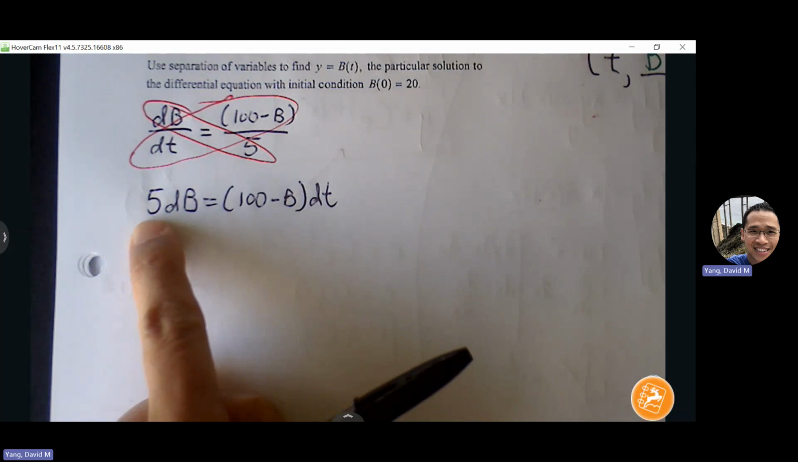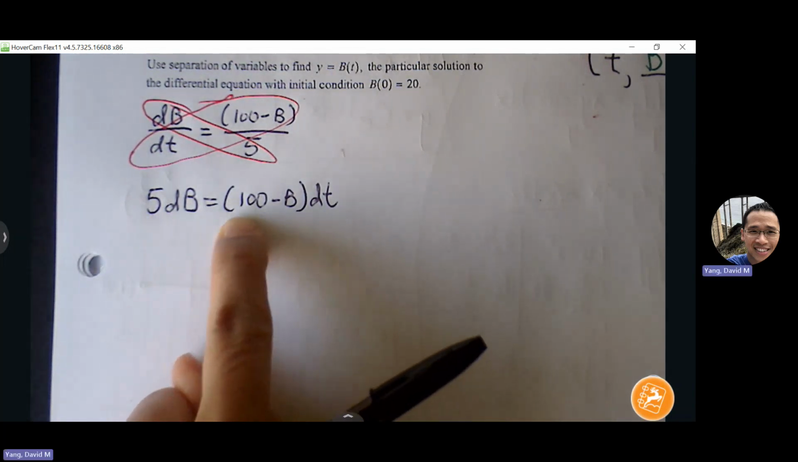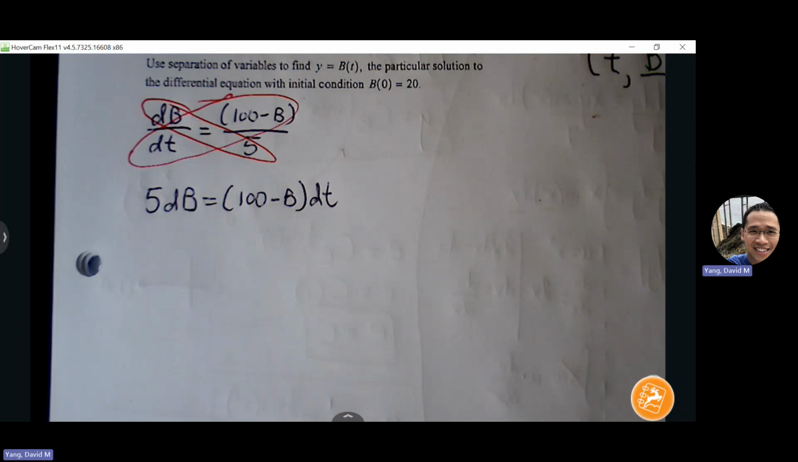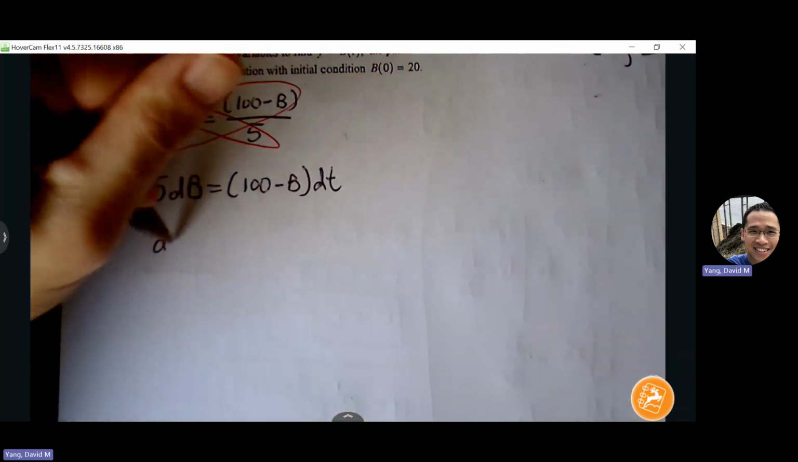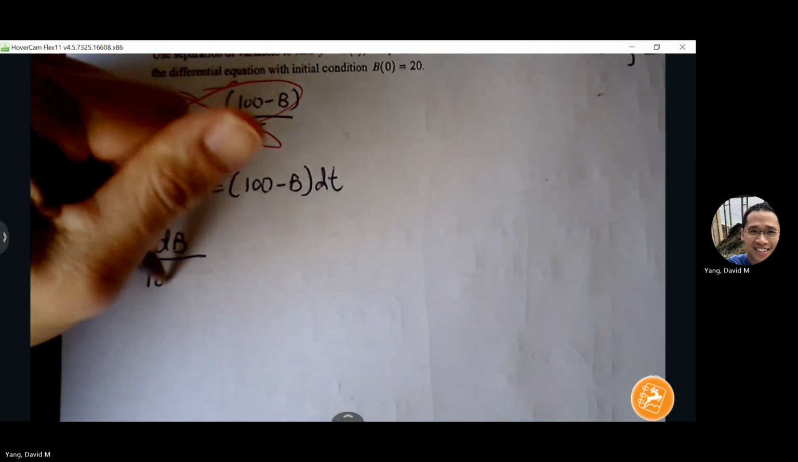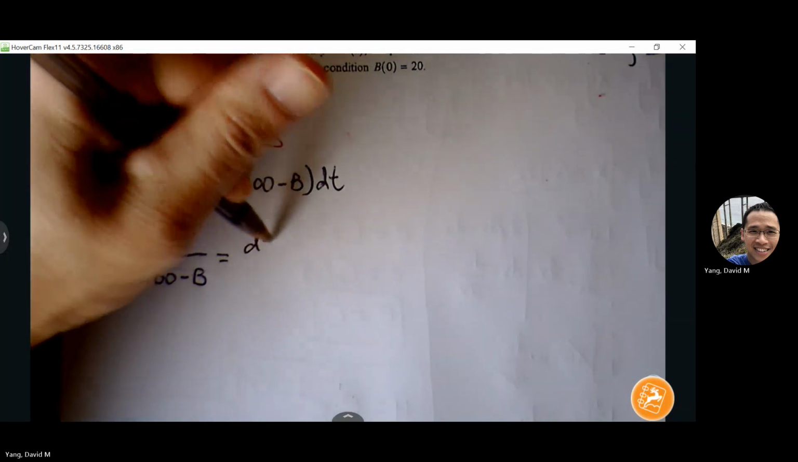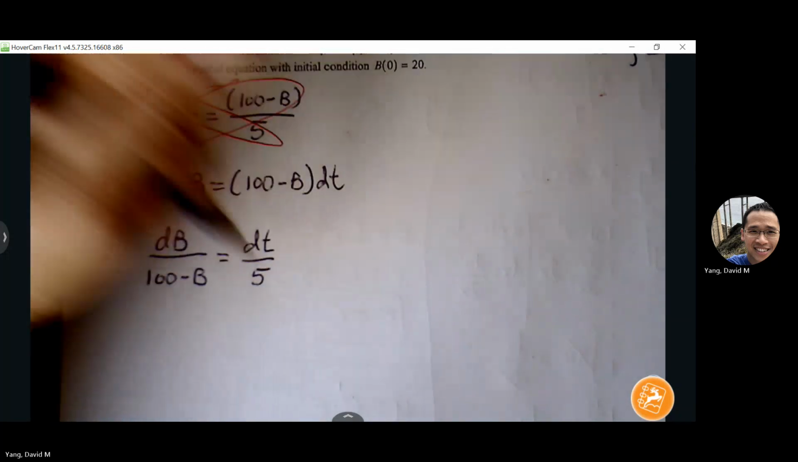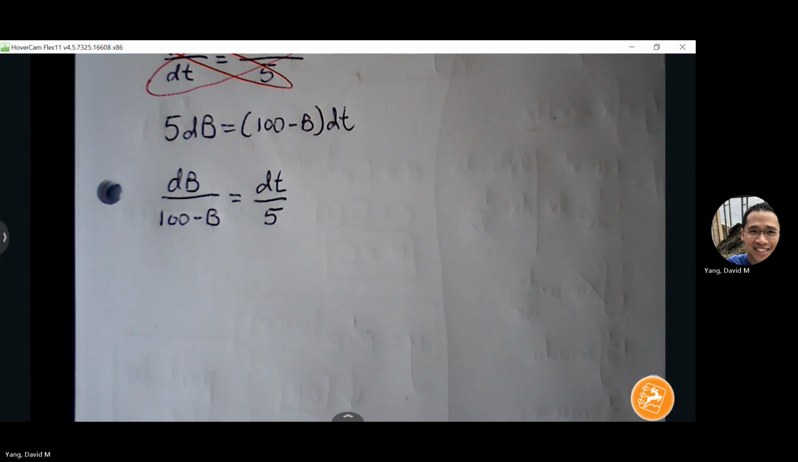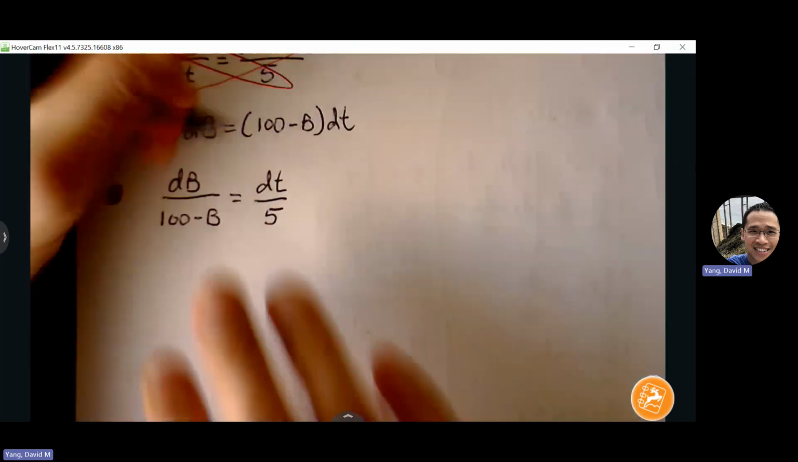If I want to move the 5, where's it going to end up? Also the denominator. So they're both going to swap places, and they're both going to end up in the denominator on the other side. Okay, now that we have full separation, we're ready for our calculus step.